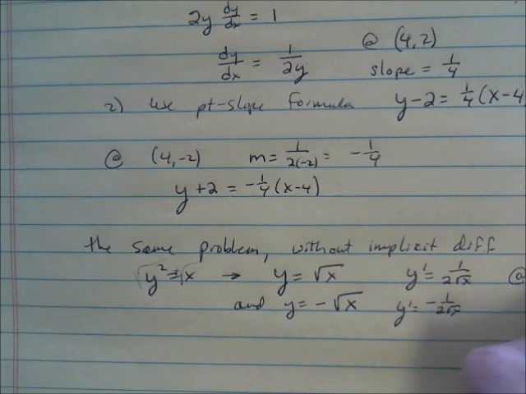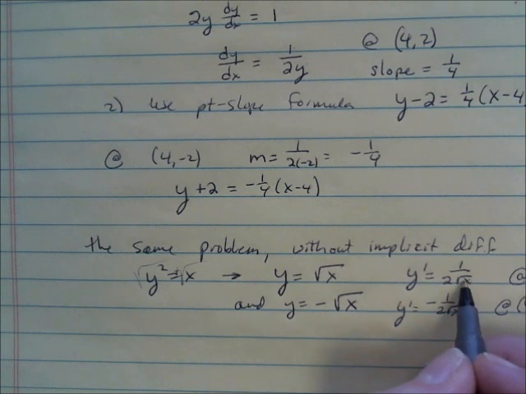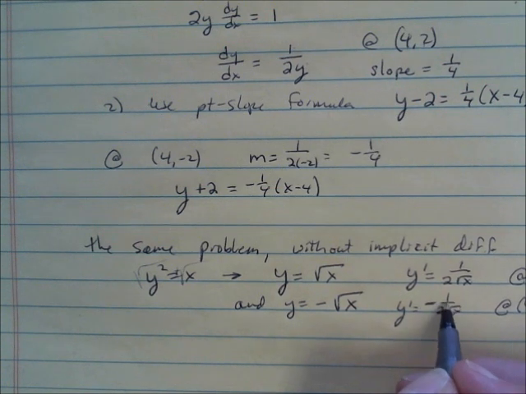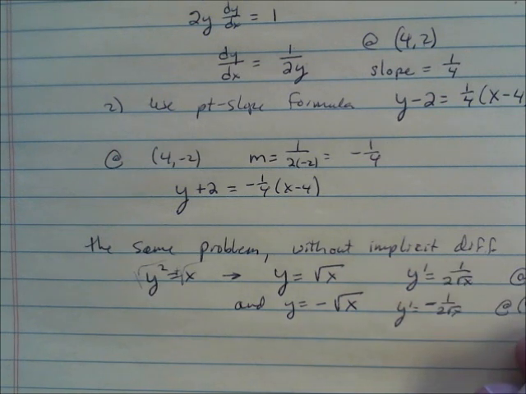So at point (4, 2), or at point (4, -2) down here for the second part, you would just substitute x equals 4, and you get the slope equals 1 over 2 times the square root of 4, which is 1/4. And then the same thing down here, negative 1 over 2 square root of 4, which is negative 1/4. So you get the same answer. You'd use the point-slope formula, you'd get the same slope.